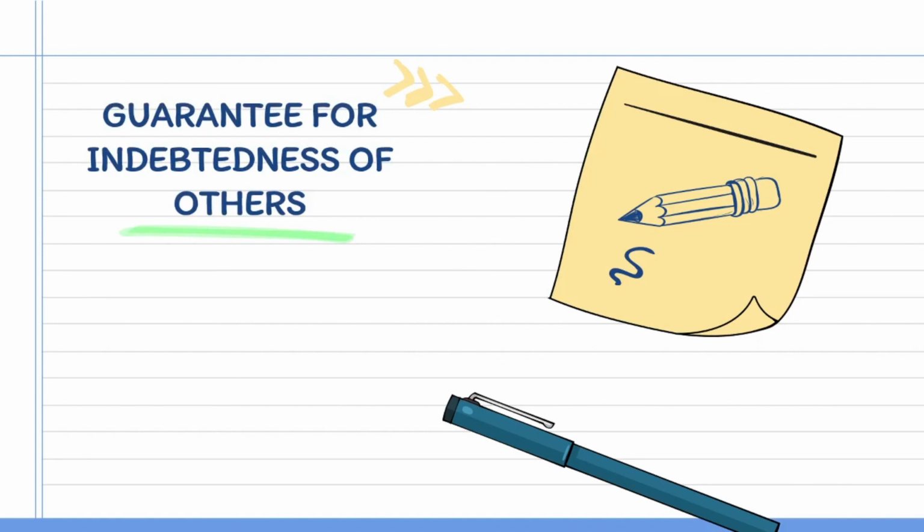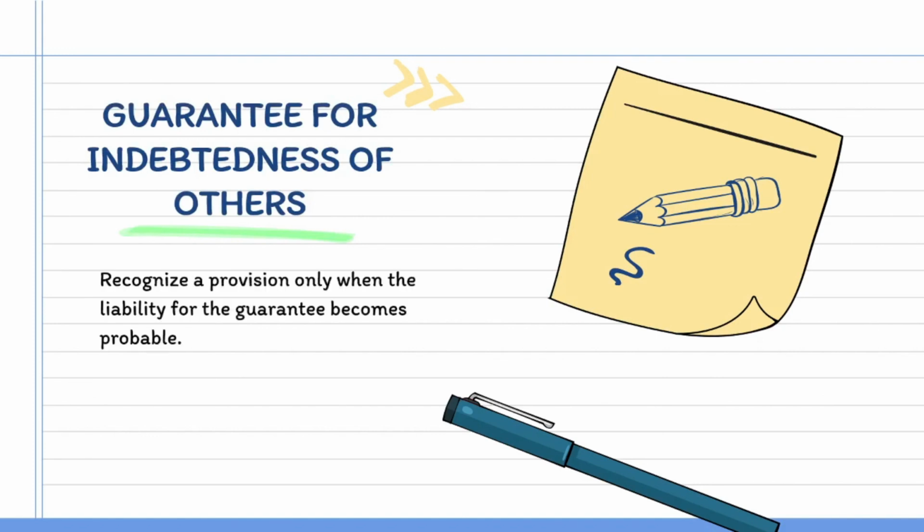Guarantee for indebtedness of others. Dito, usually, hindi nag-recognize ng liability si guarantor when making guarantees. Pero pag probable na magkaroon ng liability si guarantor, halimbawa, pag na-default yung original debtor, mare-recognize siya as a provision dahil magiging liable na si guarantor.